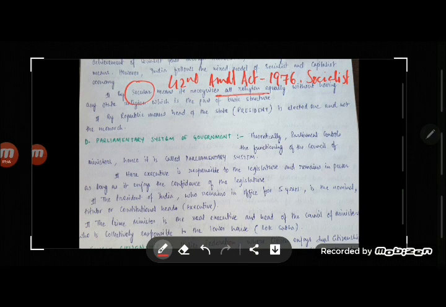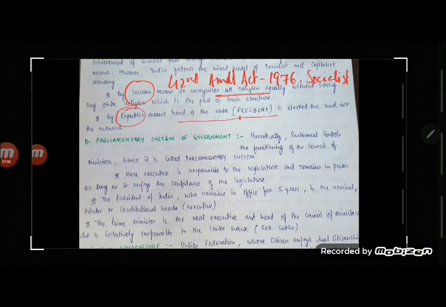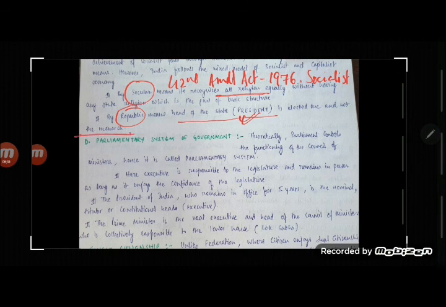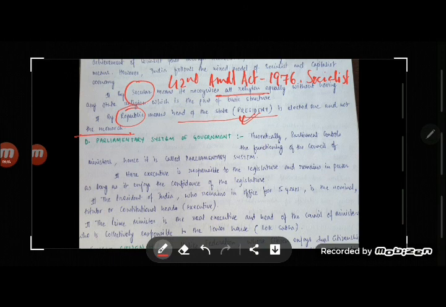And now what is the meaning of republic? Republic means the head of the state is an elected one and not a monarch. So there is no monarch system in the Indian constitution. There is a president and the president is an elected one, not a monarch, meaning not made by simple birth. So it is an elected one.